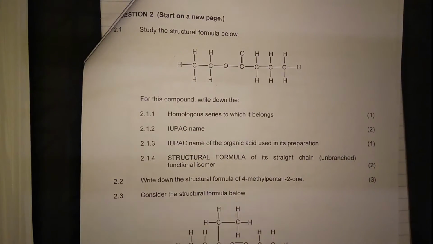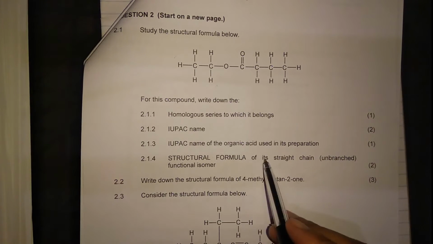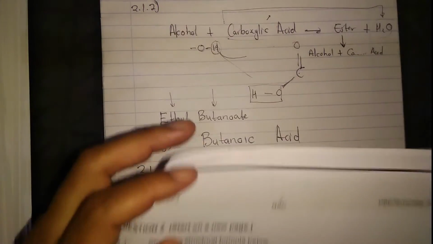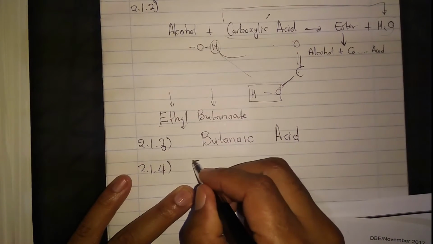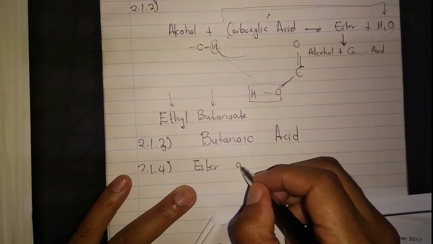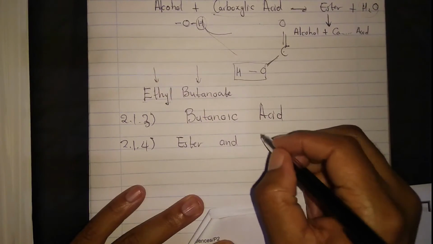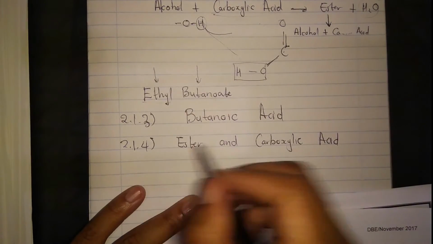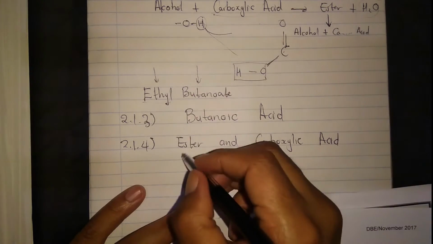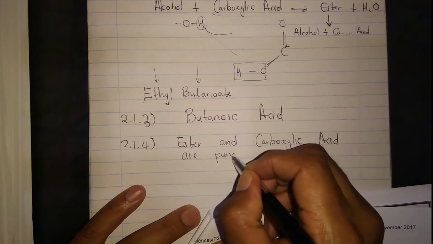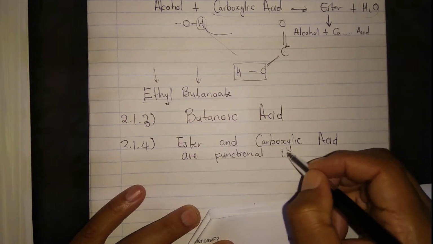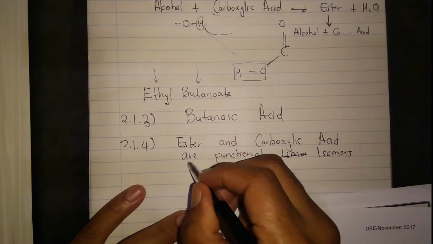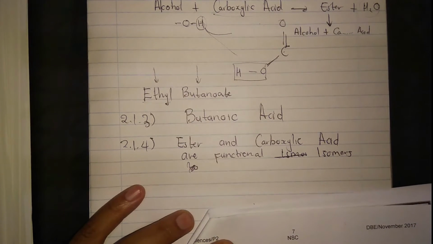Now, for this compound, write down the structural formula of its straight chain functional isomer. Okay, here is an ester and a carboxylic acid. An ester and a carboxylic acid are functional isomers to each other. Functional isomers.